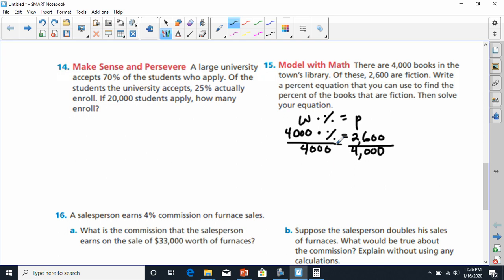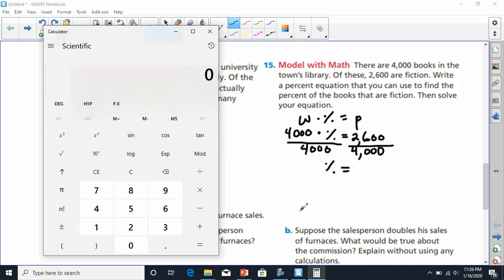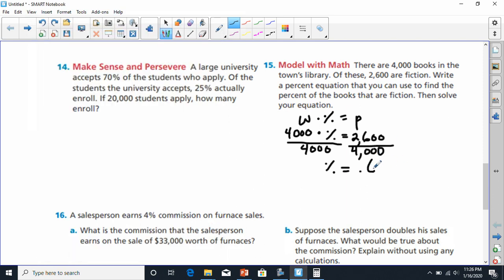Now we know that the percent is going to equal 2,600 divided by 4,000. Let's try it. 2,600 divided by 4,000. That's going to give me 0.65. Remember, we're dealing with a percent here, so we've got to move that decimal over twice. So that's actually going to be 65%.